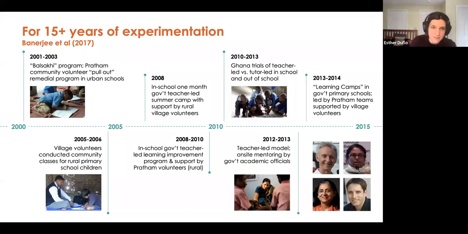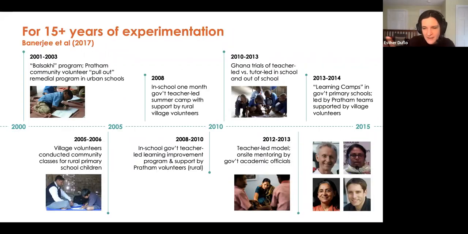And here is the timeline of the project. First of all, we were able to directly evaluate the program in urban areas in 2001-2003, a kind of ancestor of the teaching at the right level program. Then in rural areas in Uttar Pradesh, and then in a summer camp in Bihar, and then in school teacher-led learning improvement, and then a program in Ghana that was replicating some of the models tested here, in 2005-2006. And then another teacher-led model in 2012-2013, and then finally learning camps, which is more of a taking over of the schools for a period of time, in 2013-2014.